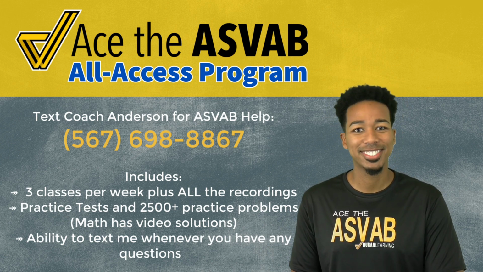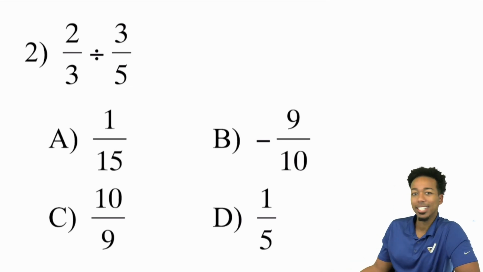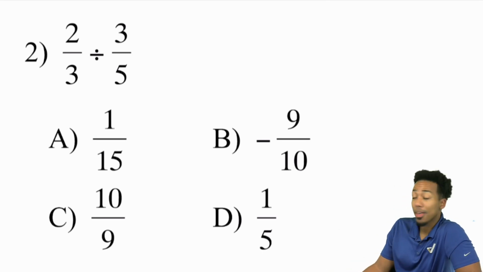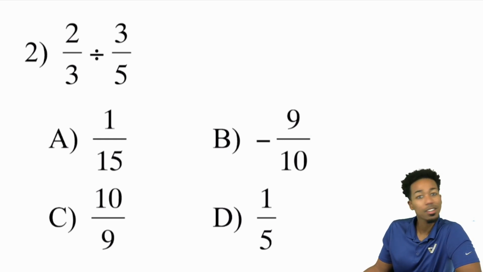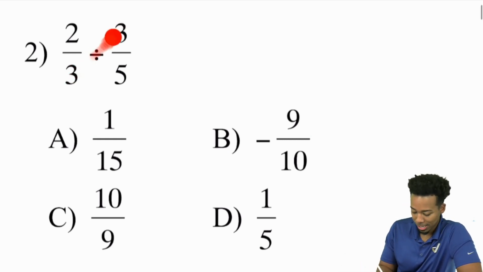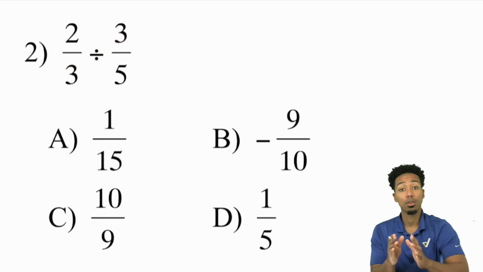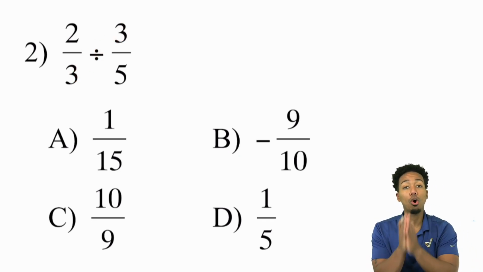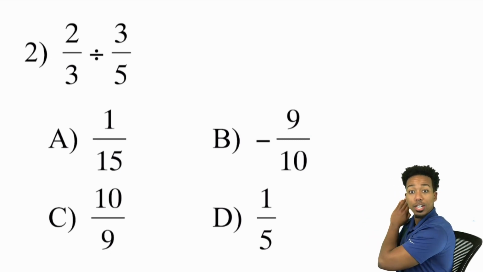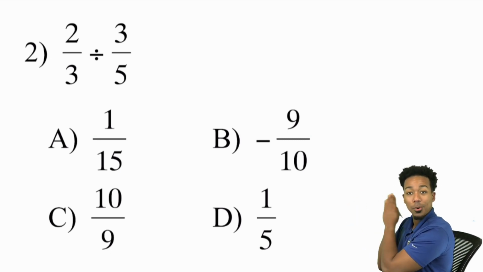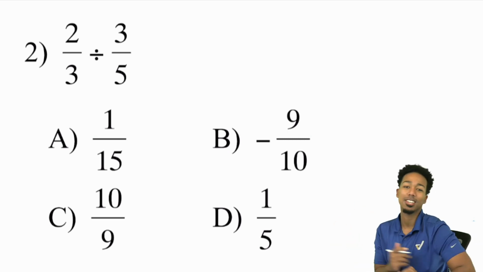Let's keep going. So, let's take a look. We have 2/3 divided by 3/5. Now, a lot of the time, some folks will think that you can go ahead and simplify right away. Remember, simplifying first only happens when you're multiplying fractions. We are not multiplying them yet. We have to do the keep, change, flip first, and then we'll see if we can simplify.